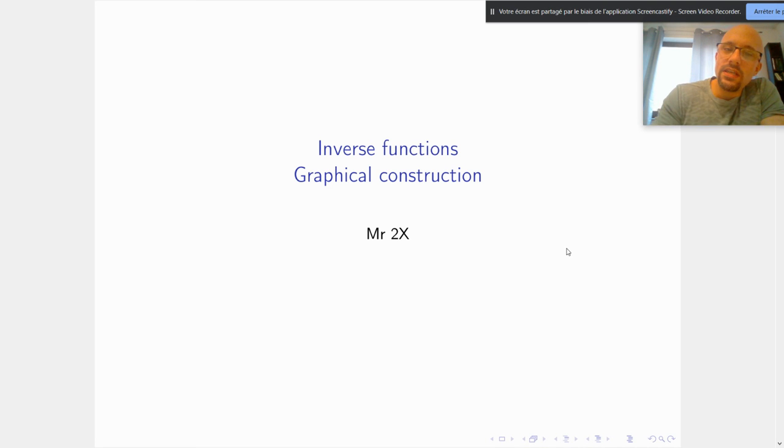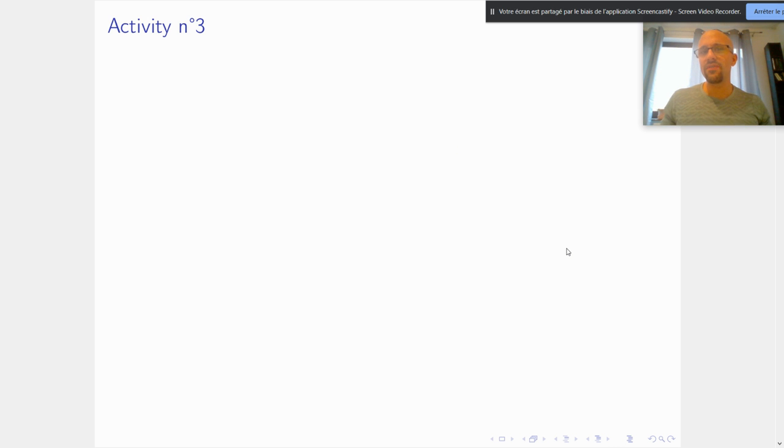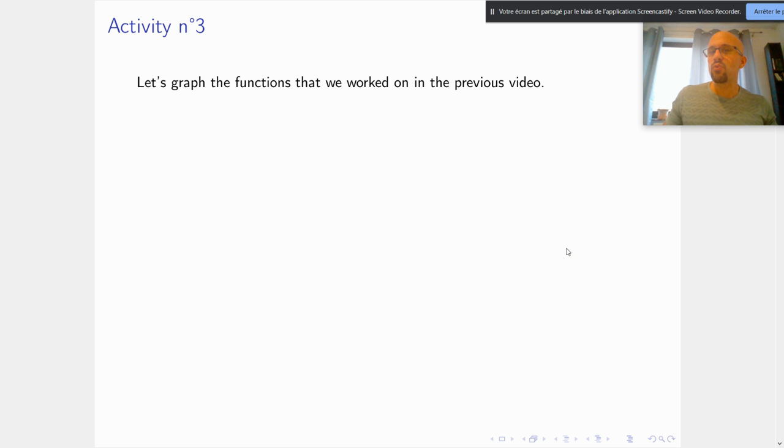So in this video we'll talk about the graphical construction of inverse functions. In the previous one we learned about an analytical property of inverses. In this video, we'll use the functions that we worked on in the previous video and graph them to see if we can find a hidden property of inverses.